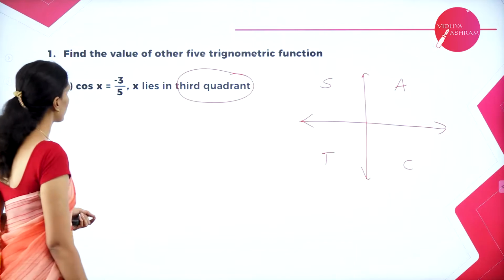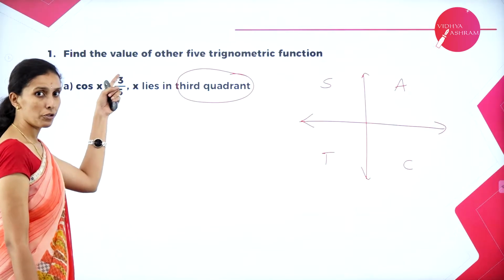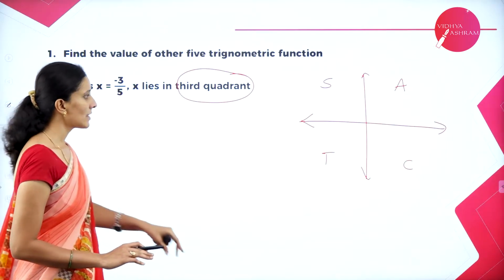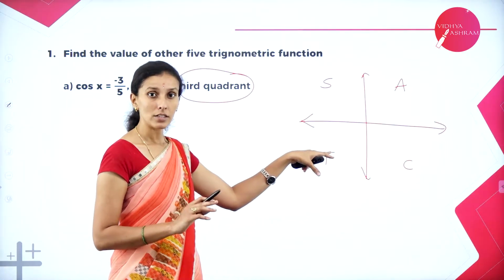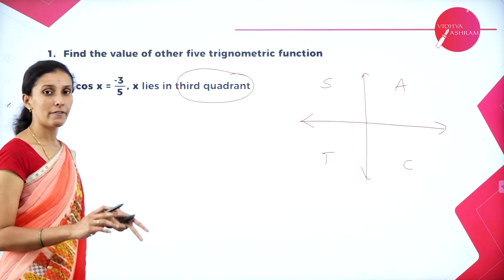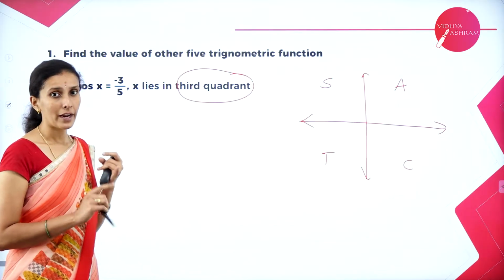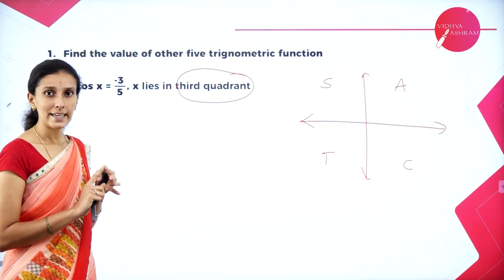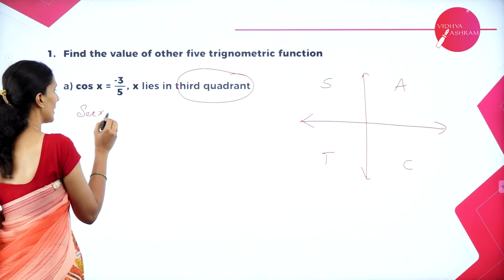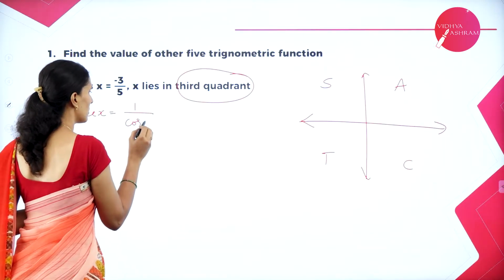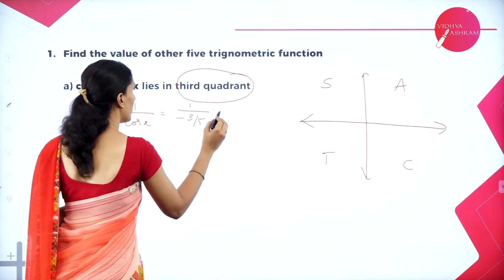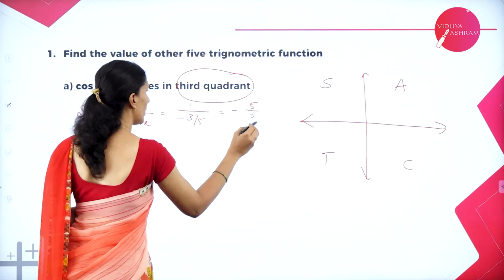Now, we have cos x is equal to minus 3 by 5. The value of cos x is 3 by 5. Why minus? Because in the third quadrant, cos is negative. So therefore, in the third quadrant, the cos value is negative, and it is given as minus 3 by 5. Now I have to find sine, tan, cot, secant, cosecant. Clearly, secant x is the reciprocal of cos x. So it is 1 divided by minus 3 by 5, which is equal to minus 5 by 3.